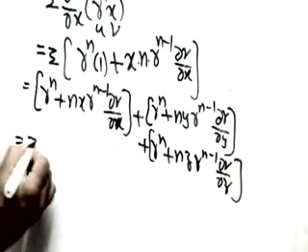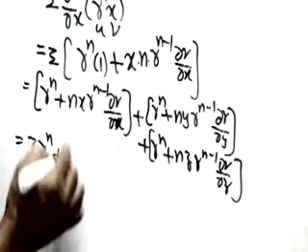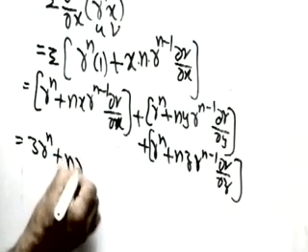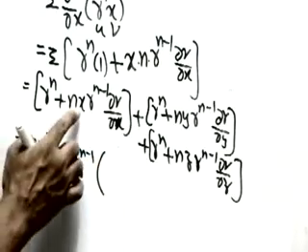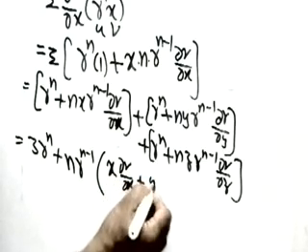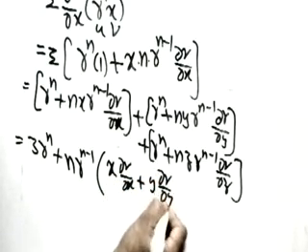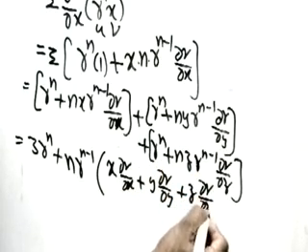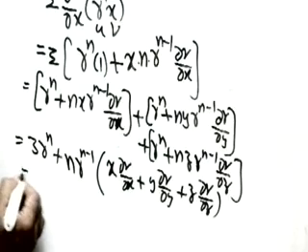Now let me do one thing. Let me add this r^n plus r^n plus r^n. This will be 3 r^n. And from the rest, let me take common n into r^(n-1). We can take it common. So what is left here? x ∂r/∂x plus y ∂r/∂y from here, and from here, z ∂r/∂z.